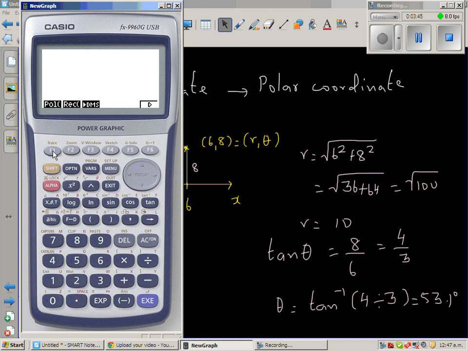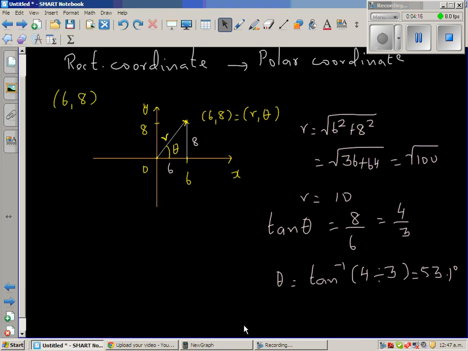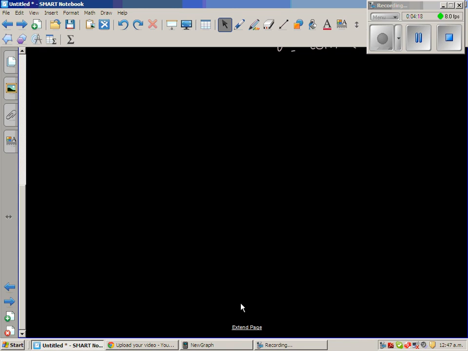So you go F1, and they're asking you the coordinates. So the coordinates are 6 comma, you have to press enter, comma 8, close bracket. Oops, the calculator has given you the exact answer. The first number tells you r, and the second number tells you theta. So in other words, r is 10 and theta is 53.13. That's what we got. So we have checked our answer. Okay, let us do one more example.